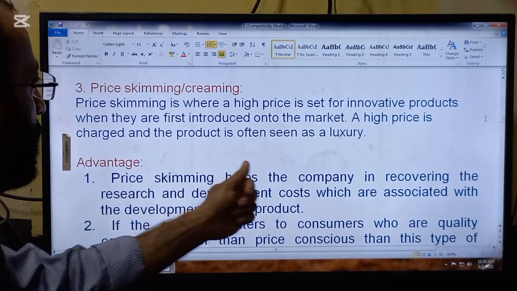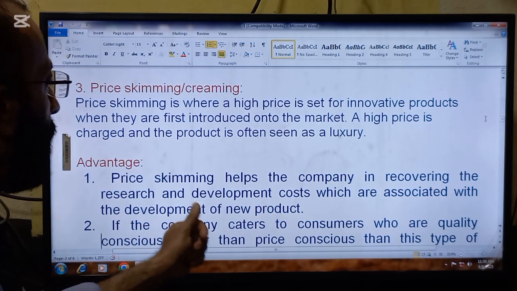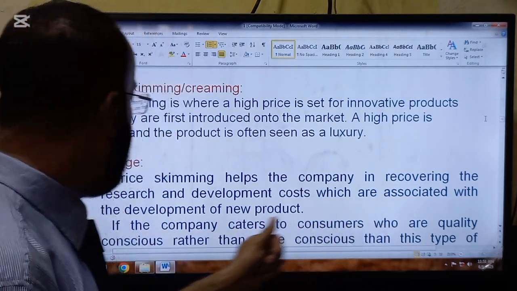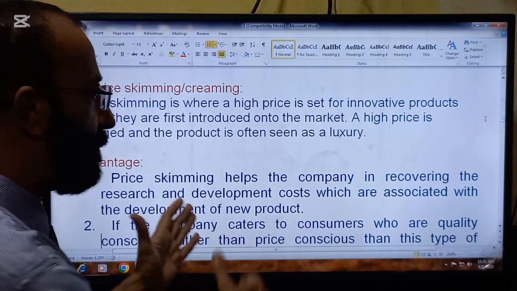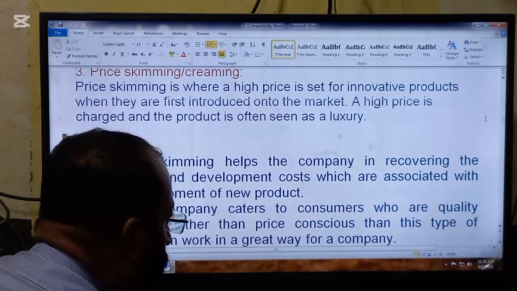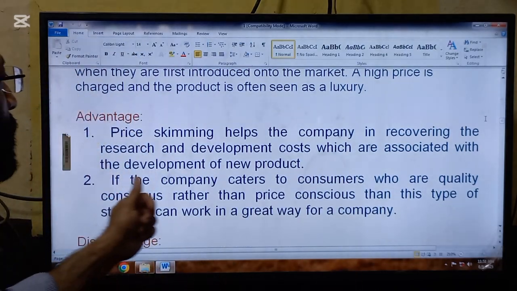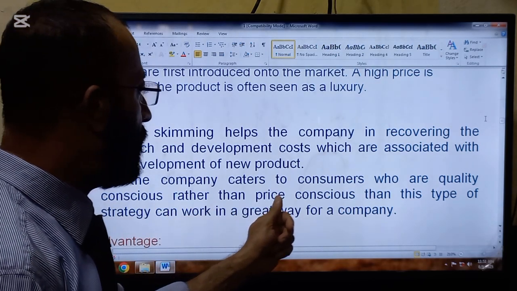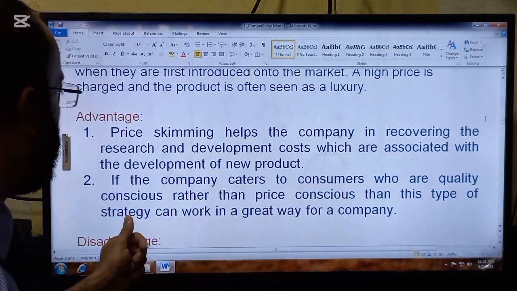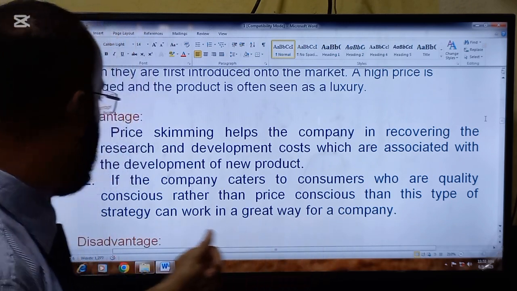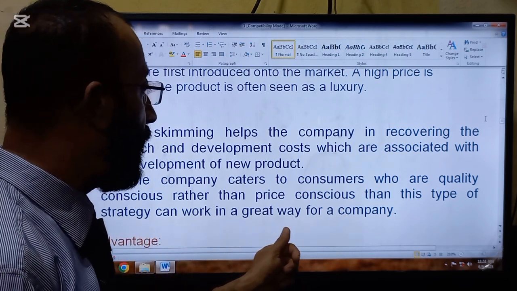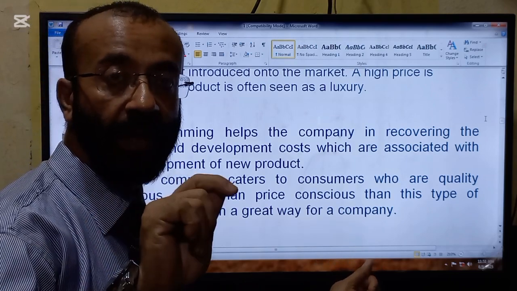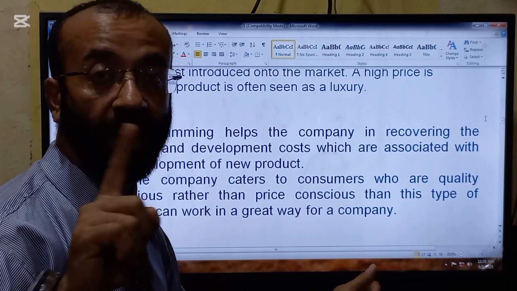The advantage of this kind of strategy is that price skimming helps the company recover the research and development costs associated with the development of the new product. Definitely when you charge high, you will be able to cover your research and development costs. This is the first advantage. Number two, if the company caters to consumers who are quality conscious rather than price conscious, then this type of strategy can work in a greater way for the company.